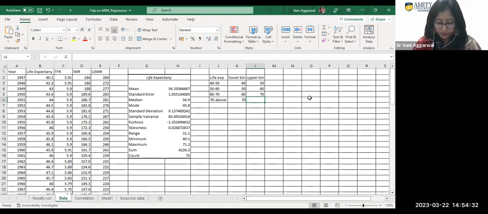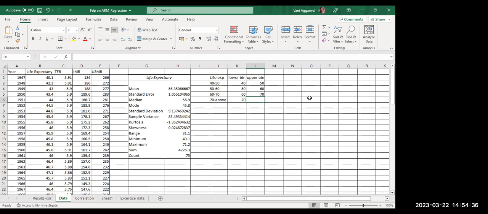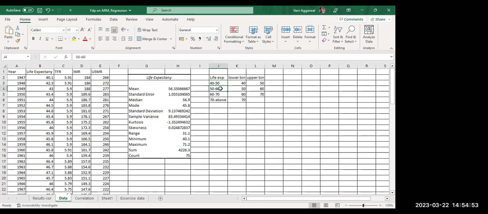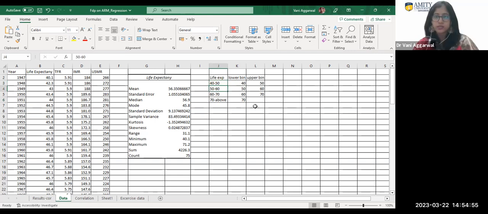All right, now Vani, is this clear, ma'am? In life expectancy, like in the second row, do we put 51 or do we put 50 only? 40 to 50. Yes, 40 to 50, exact 50 is still there in the first interval. If it is 50.1, then it will come in the second one. This is the rule.